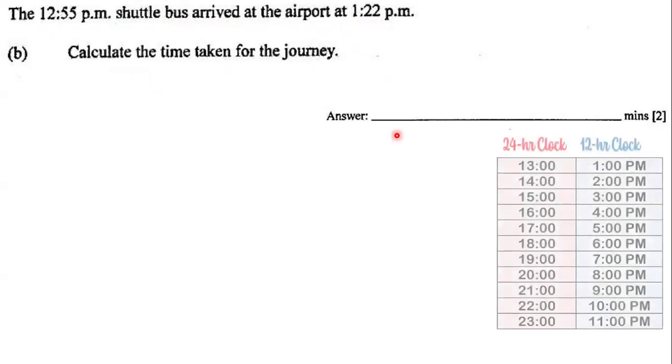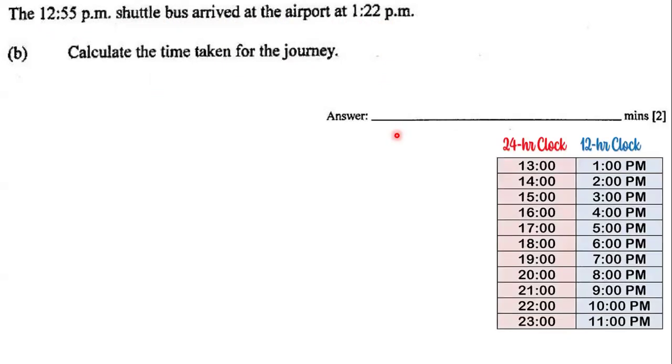The next question states that the 12:55 p.m. shuttle bus arrived at the airport at 1:22 p.m. Calculate the time taken for the journey. Now for this one, we have to subtract. But before we subtract, let's take this 1:22 p.m. and express it in 24-hour clock.